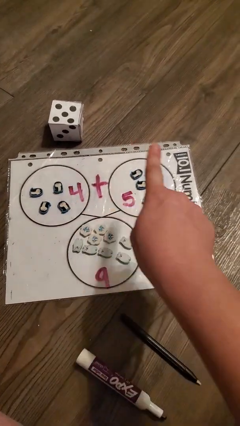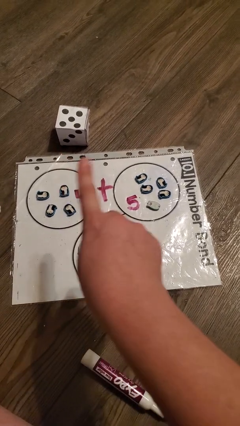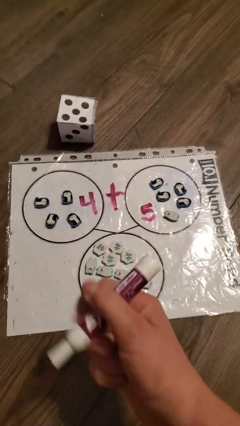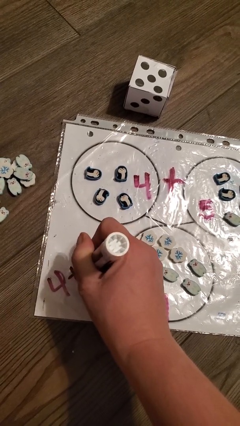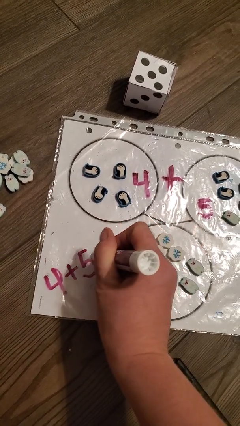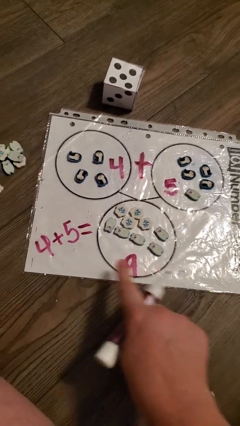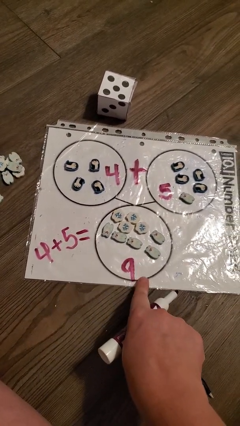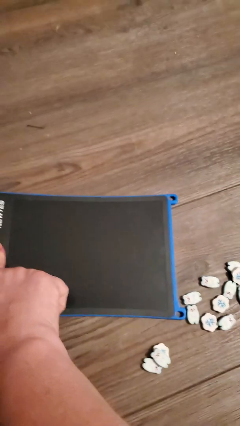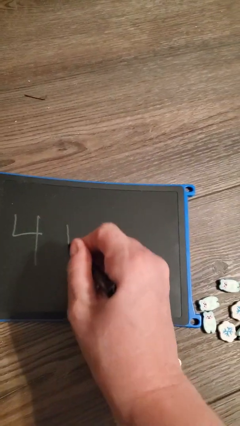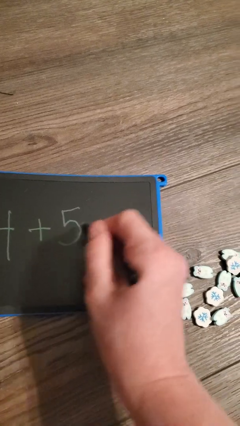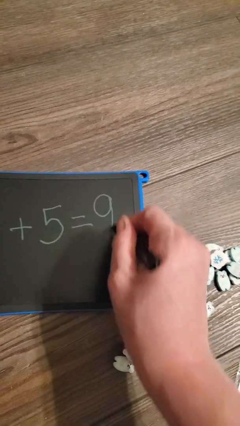Okay, so part, whole. Part, whole. And then I'm going to write the math sentence. 4 plus 5 equals, and there's 9. So 4 plus 5 equals 9. And you can even write that on your boogie board if you want to. You can write 4 plus 5 equals 9.